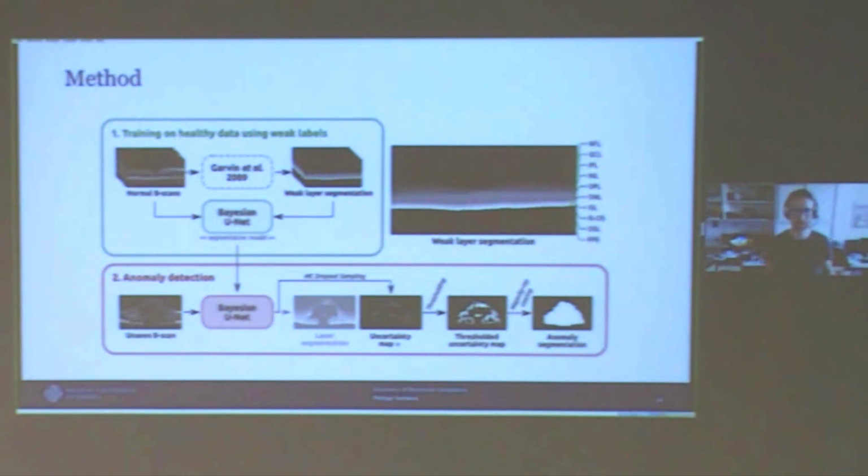which is the second step here, we apply this model for layer segmentation, but we're not interested in the layer segmentation itself, we're interested in an uncertainty map of this layer segmentation. The theory was that we get uncertainty in those areas where we have this disorganization of layers. We have high uncertainty in those areas which have not been seen during training, meaning that uncertainty should be high in anomalous regions. And this is exactly what we have observed in our results.